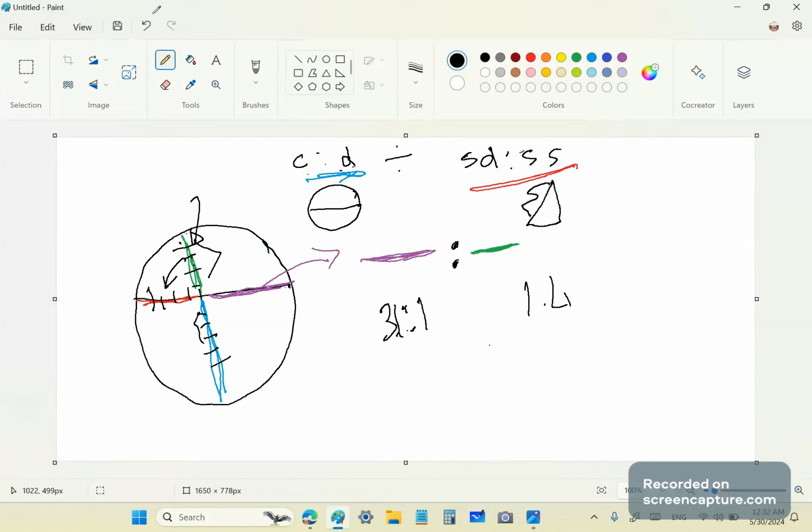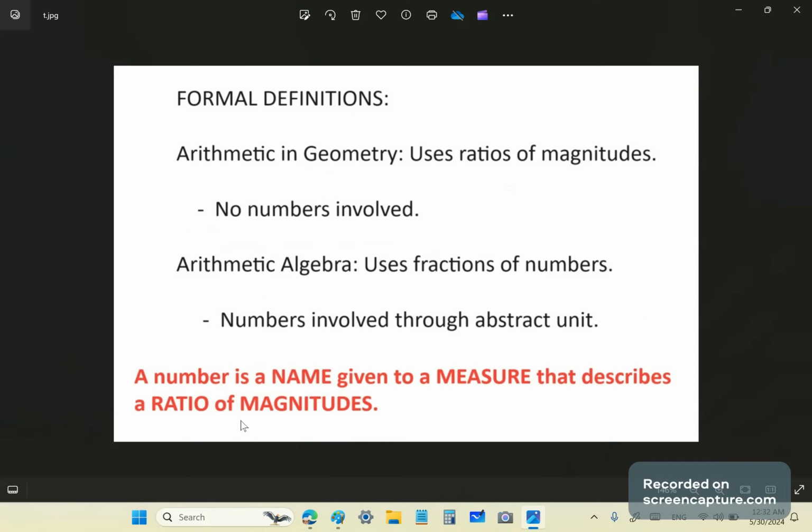And then, of course, the way we would do that is we would say 3.1 over 1 divided by 1.4 over 1, where this here is 1 or the unit. And of course, then we'll be able to get an answer, which is 3.1 over 1.4, and we can simplify that. So that's pretty much it. The Greeks didn't call this, I did. I gave you a formal definition for number. A number is a name given to a measure that describes a ratio of magnitudes. That and nothing else is a number.